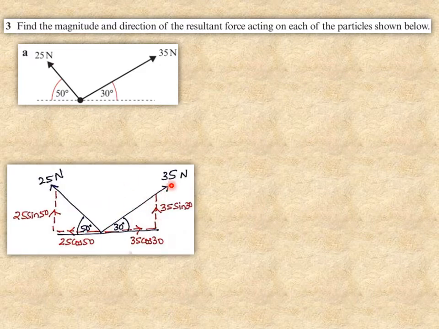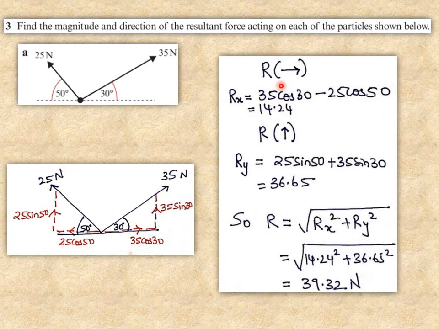Okay, so this force, if I just go vertical, just go horizontal, this becomes a vertical component, horizontal component. Same here. Okay, so now if I resolve right as positive, the x component of this force will be positive, and this will be negative, so it will be this minus this, which I have done here.